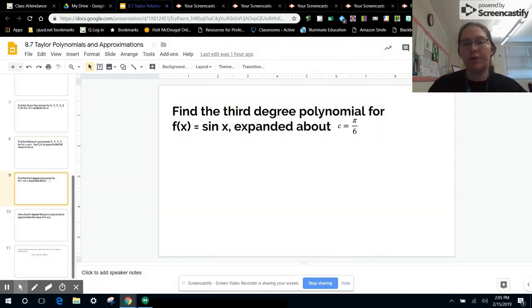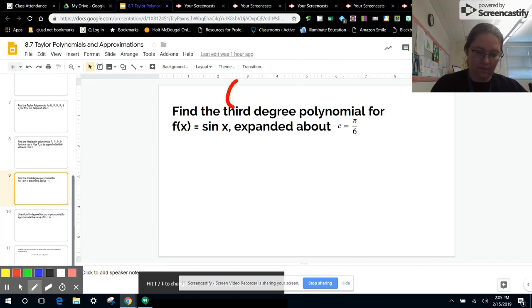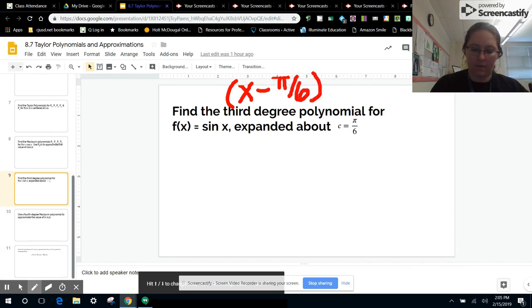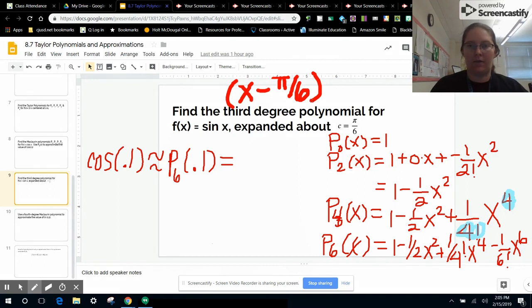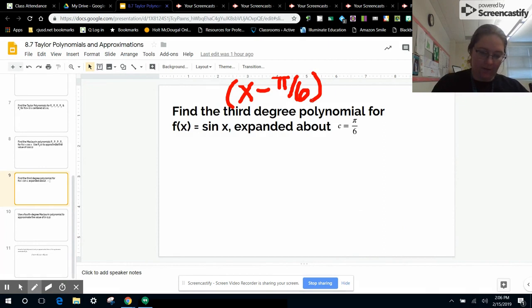Okay, so now we want to find the third degree polynomial for sine. And this time we're going to expand it about pi over 6. So since we're expanding around pi over 6, we're going to have the quantity x minus pi over 6.